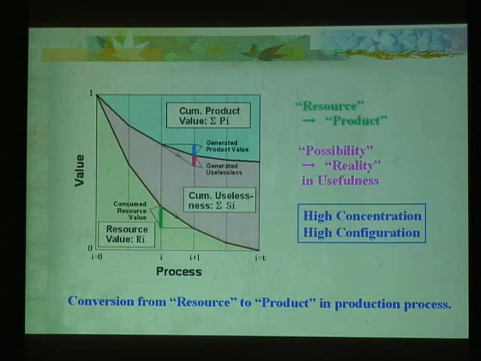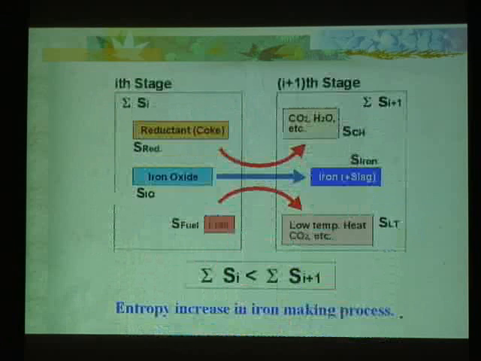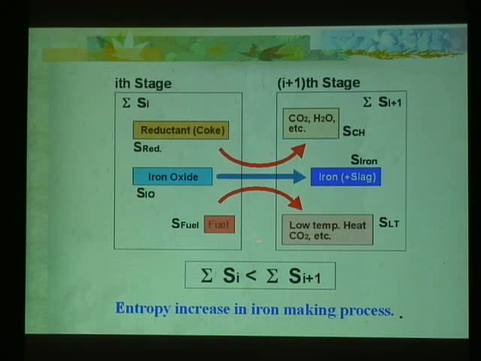You're also very familiar. The index is the entropy piece. For example, in the iron making process, before the reaction we have iron oxide, some reductant, and also fuels. Then we can create almost pure iron from the iron oxide. But we need a reductant for this reaction and also fuel, which is a low entropy state, pure iron and iron oxide.